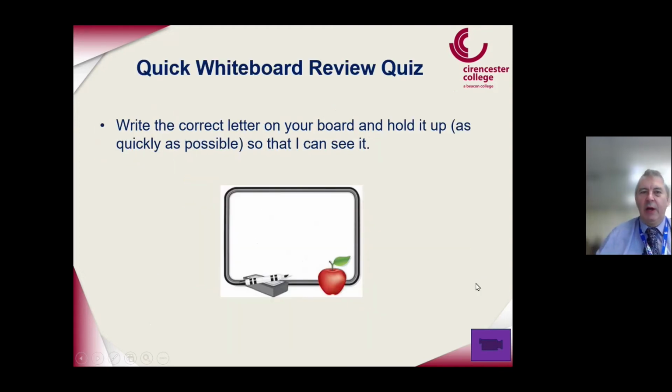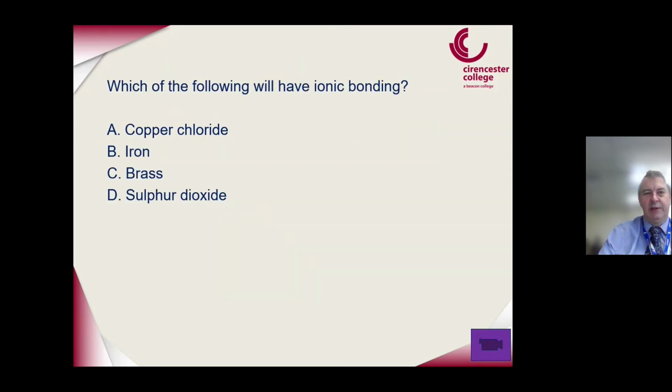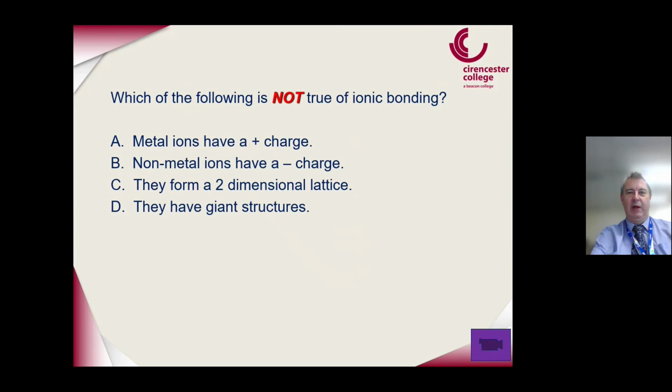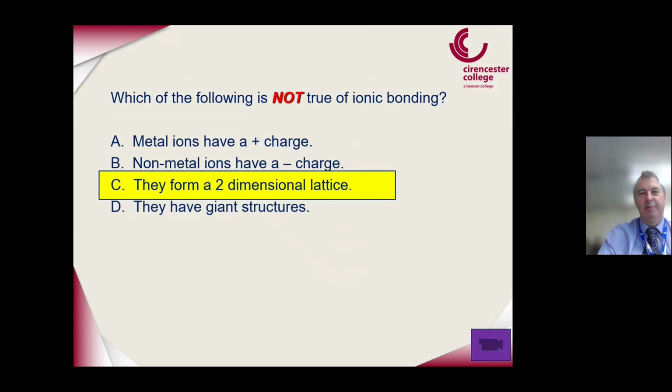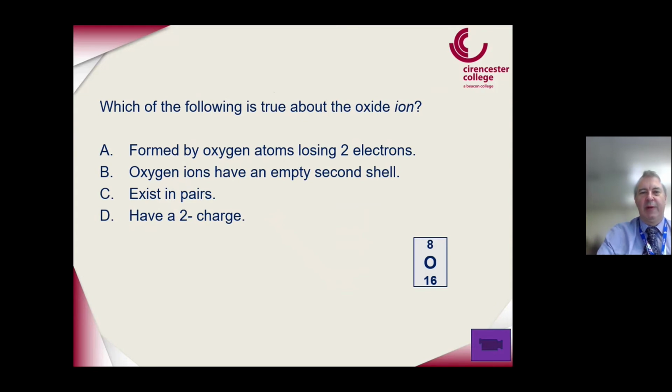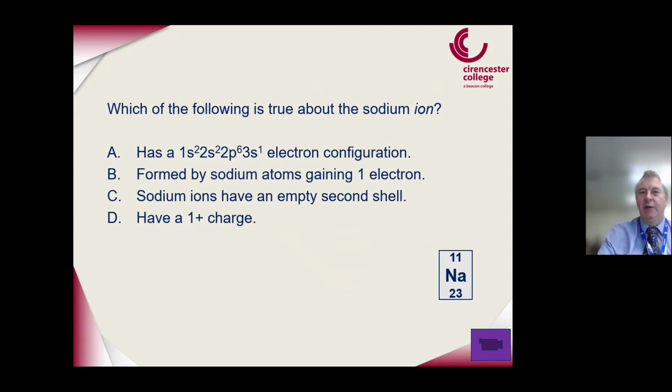Okay, there is a quick quiz now that you could do. So here they are. Have a go at these now: which of the following will have ionic bonding? The answers will come now. Which is not true? Not two-dimensional, it's 3D, goes on for big dimensions. What's true about the oxide ion? 2 minus charge. Okay, so I'll just go through these.